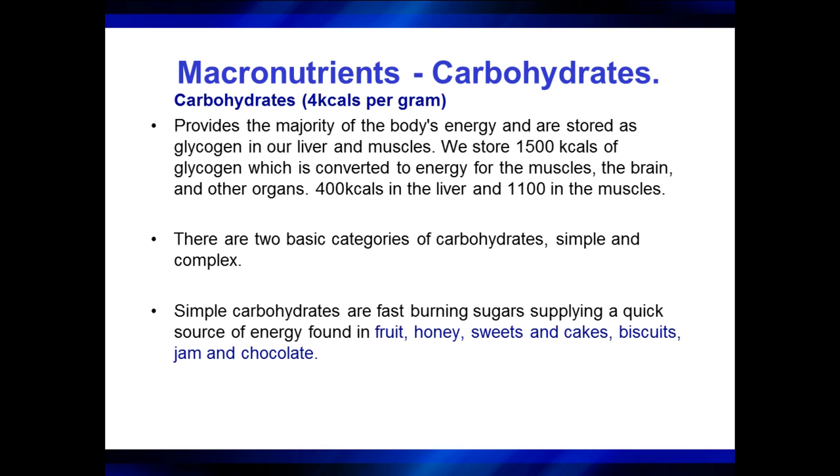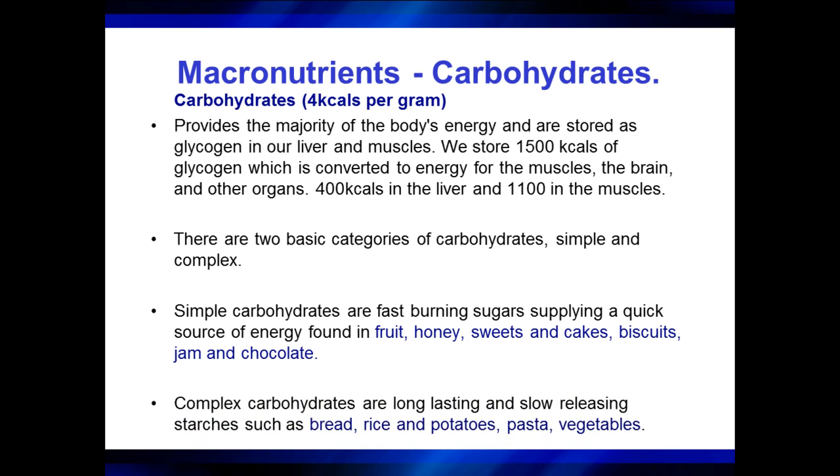So simple carbohydrates can be used very, very quickly to provide energy via respiration, and they're normally sweet in taste. So glucose is an example of a simple carb, sucrose is another, and they're found in things like fruit, honey, sweets, cakes, biscuits, jam and chocolate, so sweet tasting things. Whereas complex carbs release their energy much slower because they need to be digested and broken down, and we find those in such things as bread, rice, potatoes, pasta and vegetables.